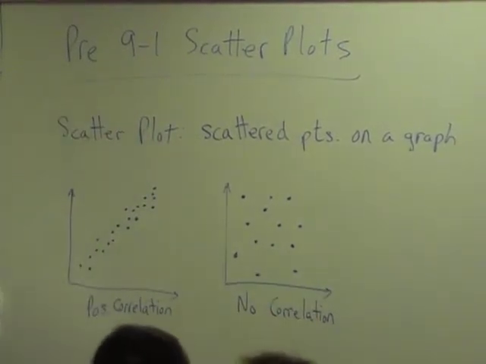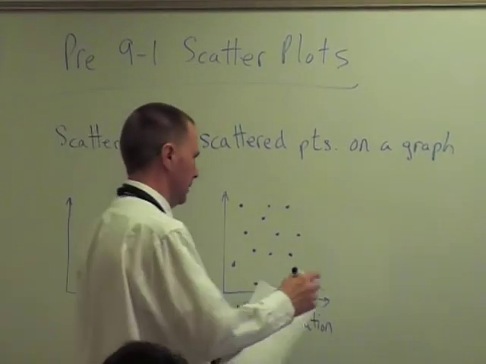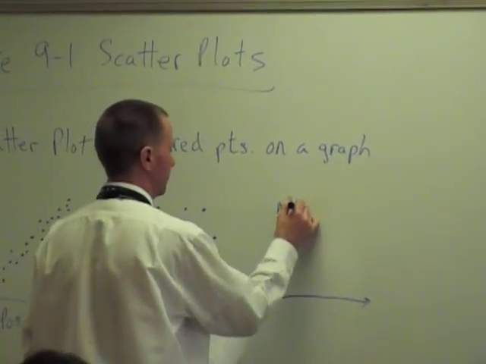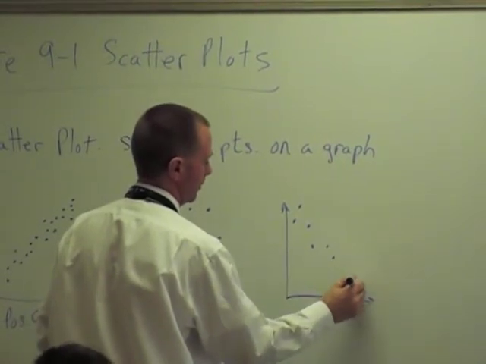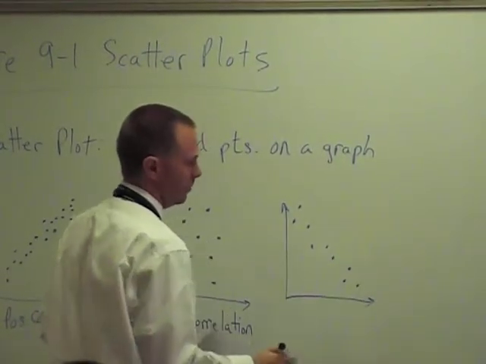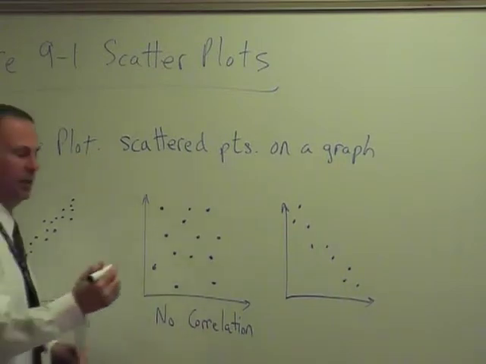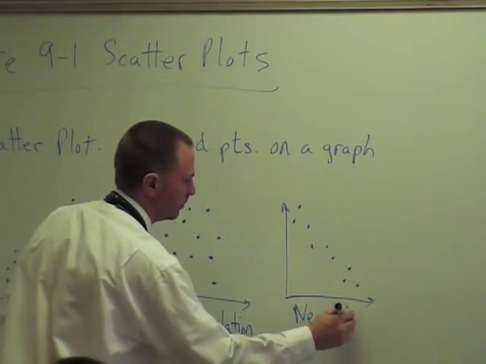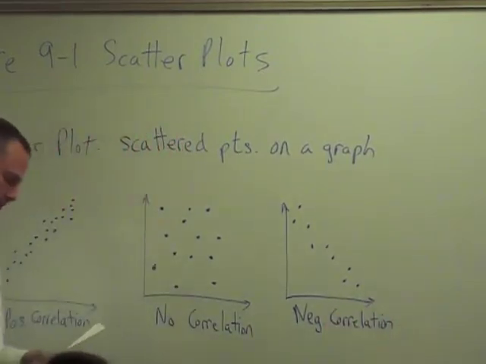All right. How are we doing so far? One more. Down to the right would be negative correlation, because it would have a negative slope.